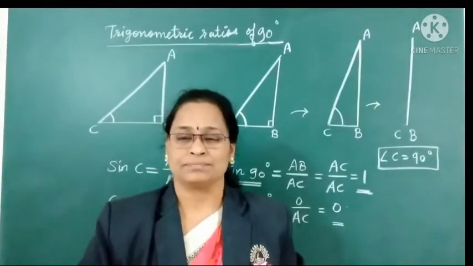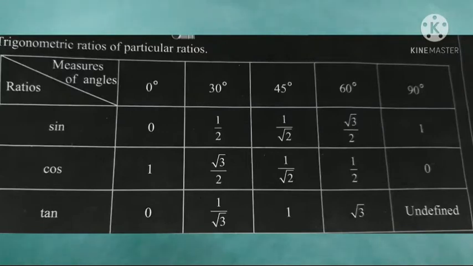Let's see the table. The table shows trigonometric ratios of particular angles: 0 degree, 30 degree, 45 degree, 60 degree and 90 degree. We can see here the values: sin 0 degree is 0, sin 30 is 1 by 2, sin 45 is 1 by root 2, sin 60 degree is root 3 by 2 and sin 90 is 1. Cos 0 is 1, cos 30 degree is root 3 by 2, cos 45 degree is 1 by root 2, cos 60 degree is 1 by 2, cos 90 degree is 0.